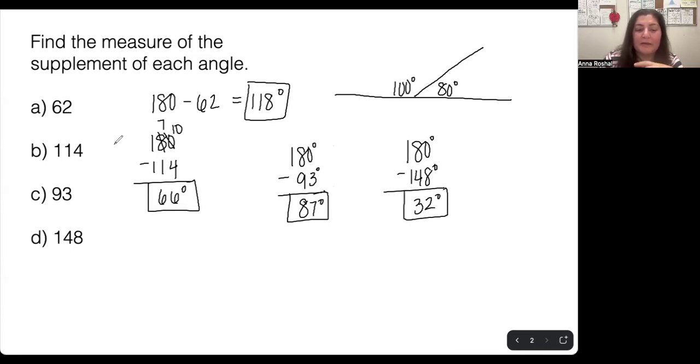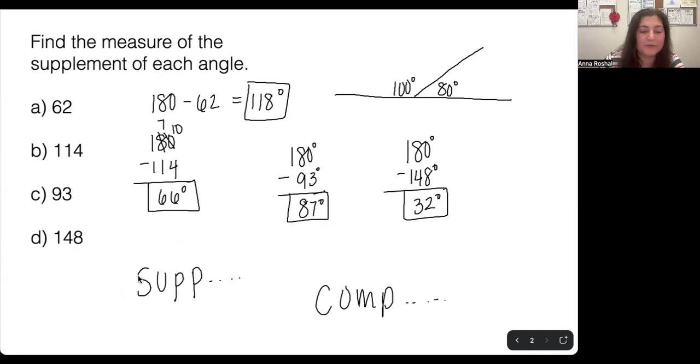A supplement is something that creates 180 degrees. A complement is something that creates 90 degrees, so they'll add up to 90 degrees. One of the ways that I like to show it is, I have supplementary and then I have complementary. I like to go, hey, this is 180 and this is 90. That's a nice way to remember what supplementary angles add up to and what complementary angles add up to. And this is where you have it.